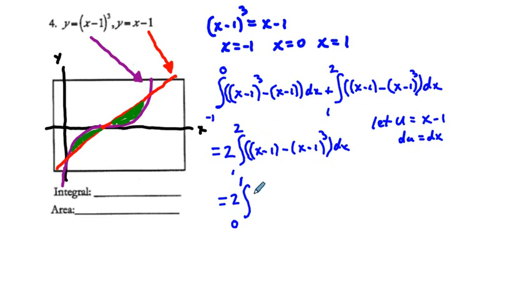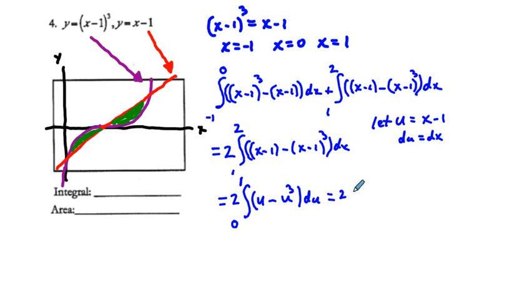And so now what we have is u replacing this x minus 1, minus u cubed, which replaced this quantity x minus 1 cubed. And we're going to have du, because du is equal to dx. And so that's going to be it. So we're just going to go ahead and work to the right here and integrate.